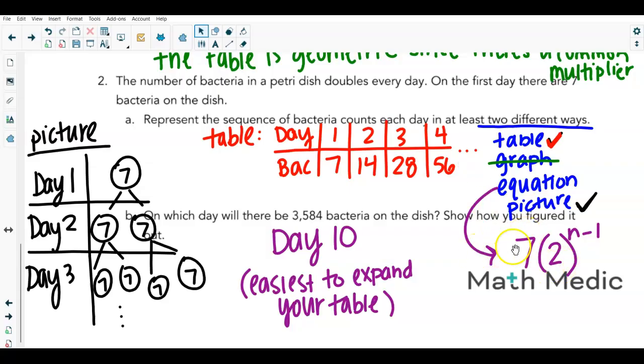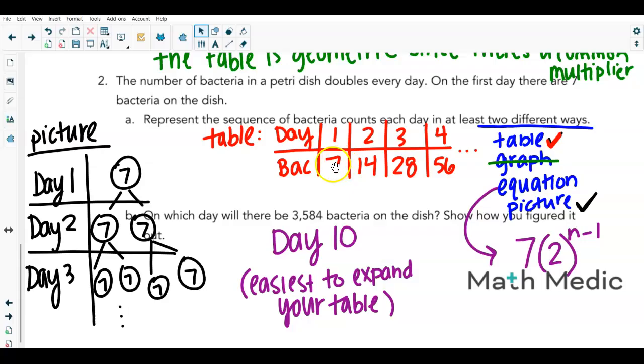The equation, you're taking 7 and you're doubling it, so that's the times 2. And yesterday we briefly talked about how there would be exponents in a geometric situation. If you are repeatedly multiplying by 2, you are going to have an exponent. And at day 2, you only multiplied by 2 one time. To get to day 3, you multiplied by 2, multiplied by 2. So you multiply by 2 twice. In other terms, your exponent is always going to be 1 less than your day number.